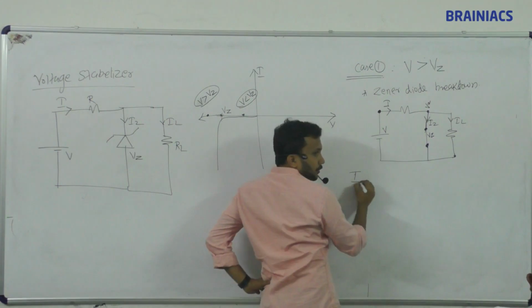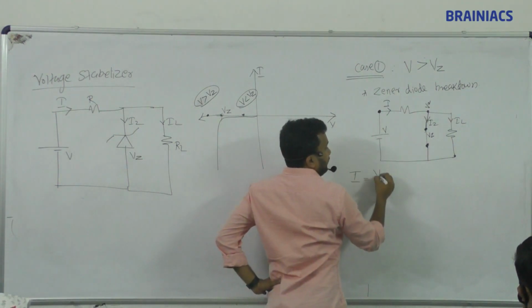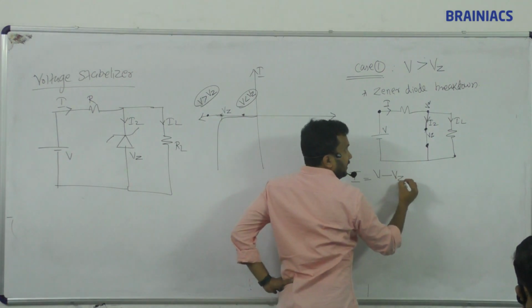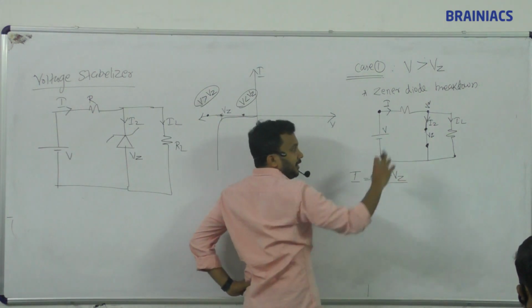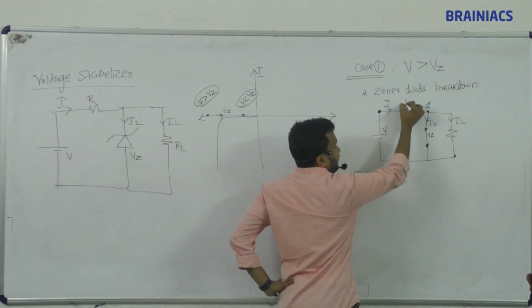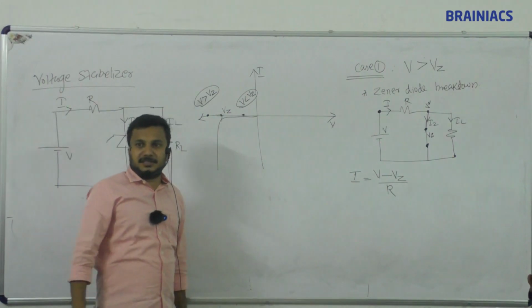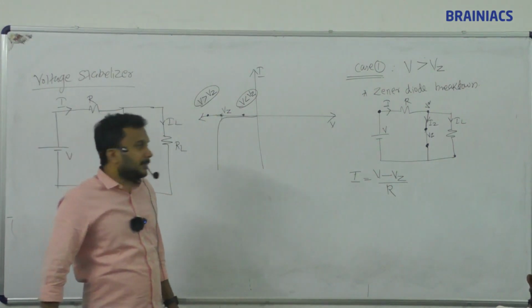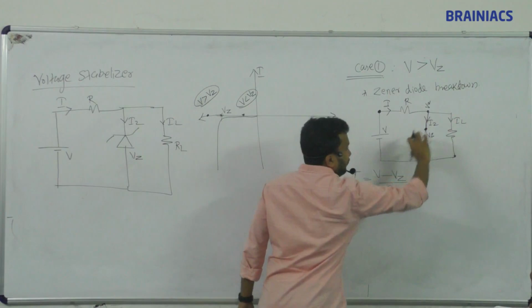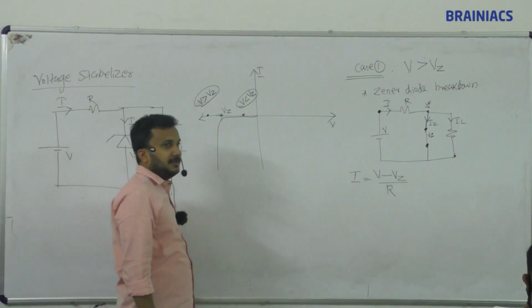I equals, I means the difference of voltage divided by the resistor R. When the Zener breaks down, there will be the Zener voltage across it. So I equals V minus Vz divided by R, where Vz is the voltage across the Zener.